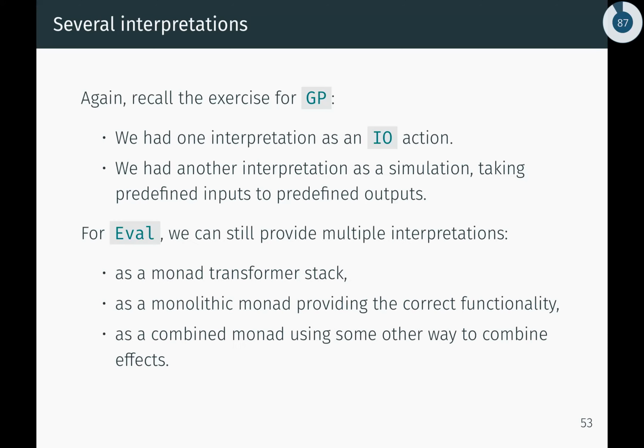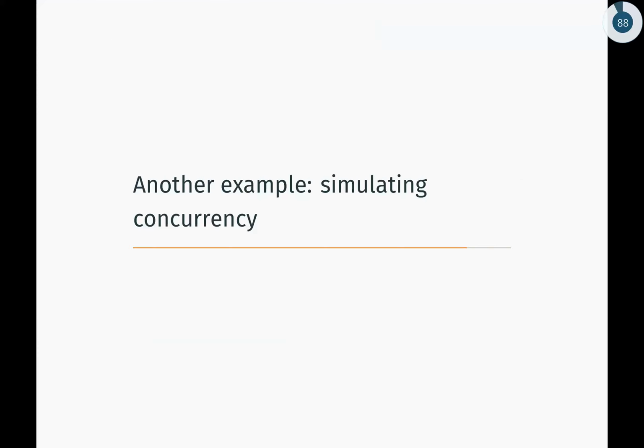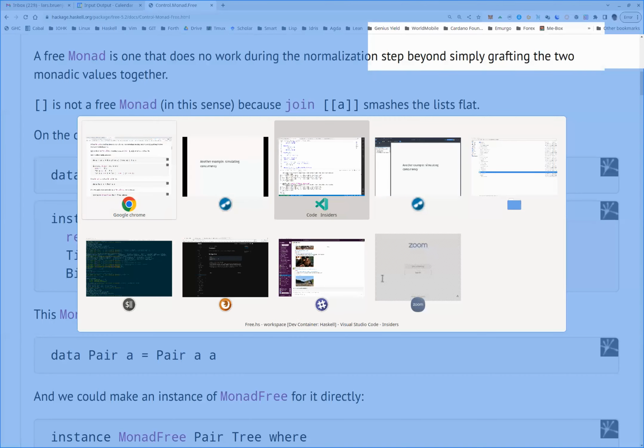And for eval, we only saw one interpretation with the monad transformer stack. But we could, of course, also not use monad transformers, just do it by hand, similar to this monad error, or what was it called, error state from the exercises, or some other way to get the desired effects. Are there any questions? Because if not, then there's a nice different example. No, I think no questions so far. Okay, good. Then let's look at a nice example.